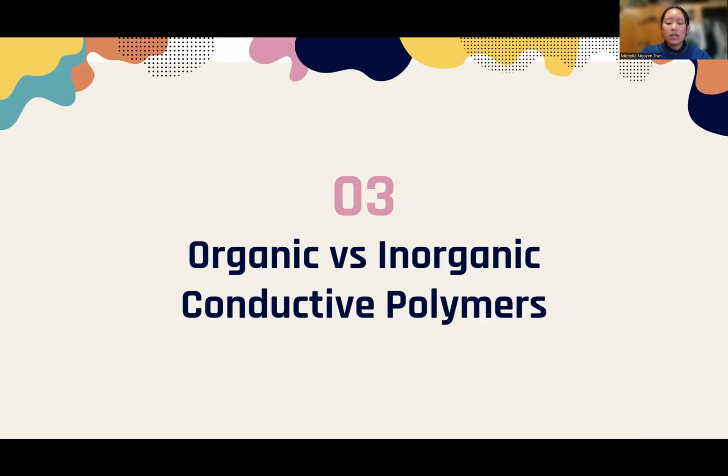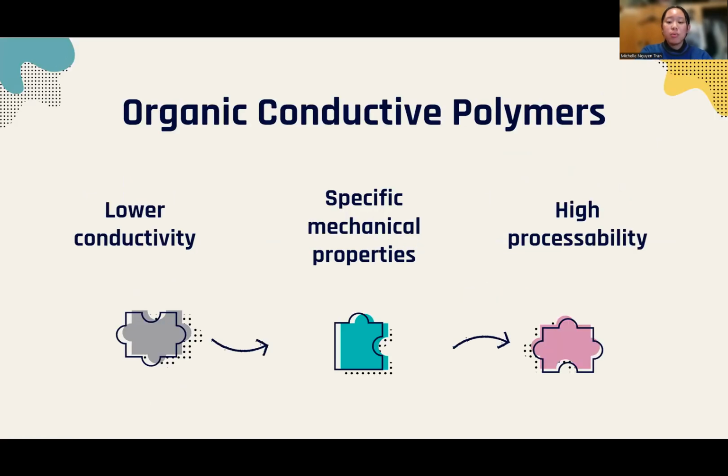3, organic versus inorganic conductive polymer. Organic conductive polymers have a much lower conductivity than their inorganic counterparts. However, these materials have their advantages. Because of their high processability, meaning the ability to deposit them on surfaces such as screens through printing methods, and specific mechanical properties, for example, their flexibility, new materials are constantly being developed and applied.